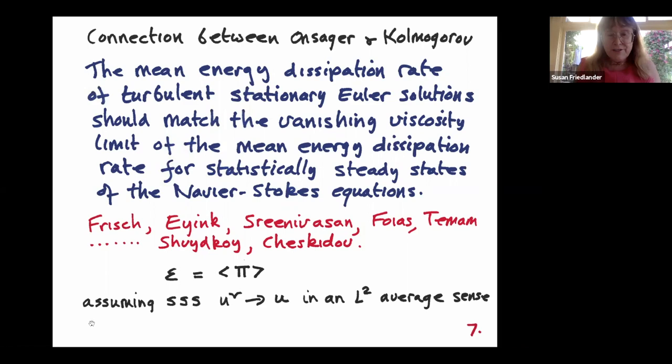If we assume that the statistically steady states of the Navier-Stokes equations, which I've labeled u with a viscosity term nu here, converge in an L2 average sense to the, again, putative statistically steady states of the Euler equation, then epsilon, the vanishing viscosity dissipation rate from Navier-Stokes, should equal the ensemble average of pi, the flux term coming from the Euler equation. This would be highly desirable to prove rigorously, and it is completely open for a rigorous mathematical proof.